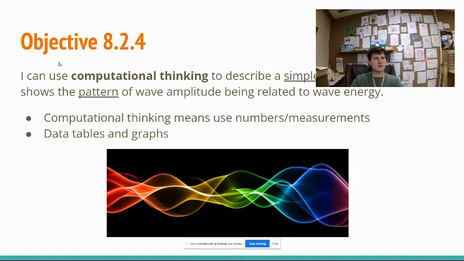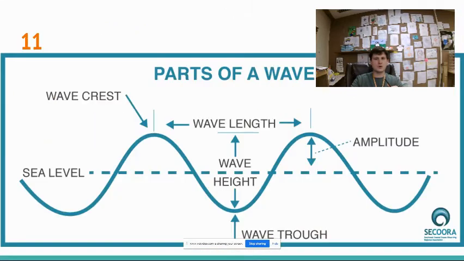So if we look at our objective, it says I can use computational thinking to describe a simple model for waves that shows the pattern of wave amplitude being related to wave energy. So before we hop into this, let's recap parts of a wave. This will be important when we get to our assignment today.